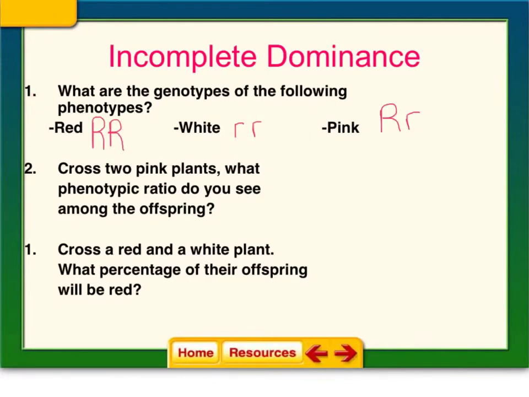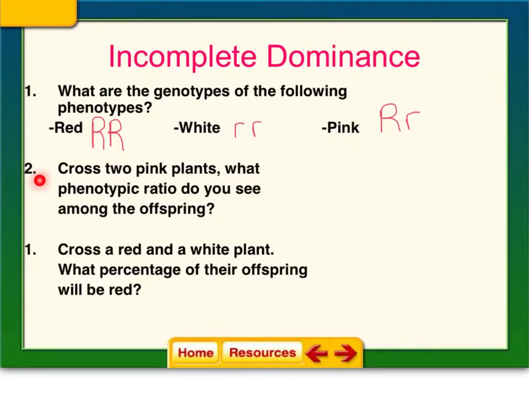Pause. As you can see, for these different phenotypes, red has 2 dominants. White, just like we had last time with Mendelian inheritance, is 2 little r's, but the heterozygous phenotype, instead of being red, is pink.